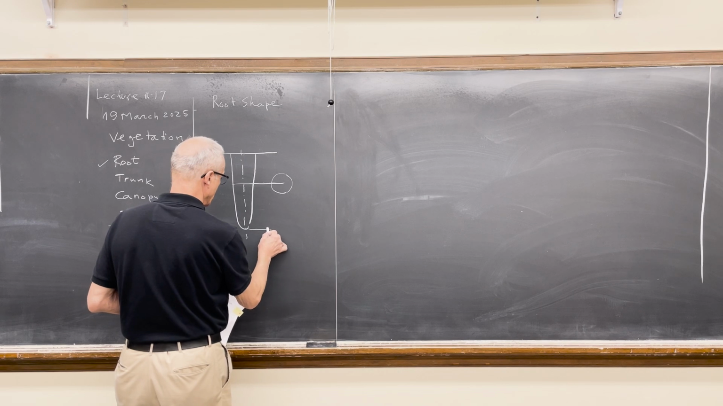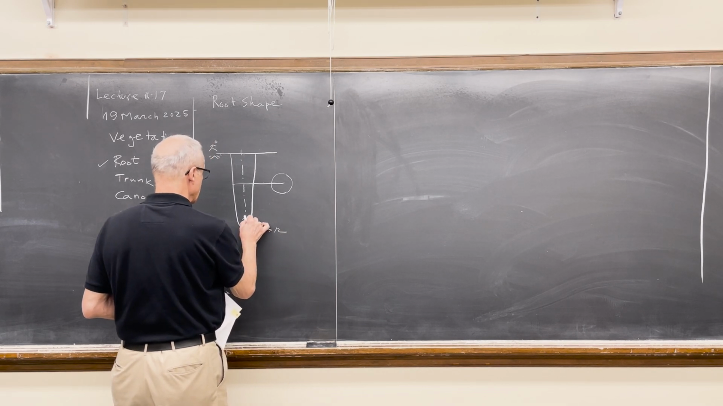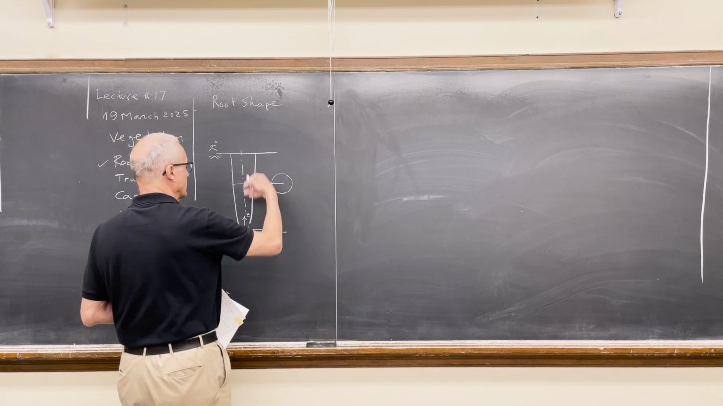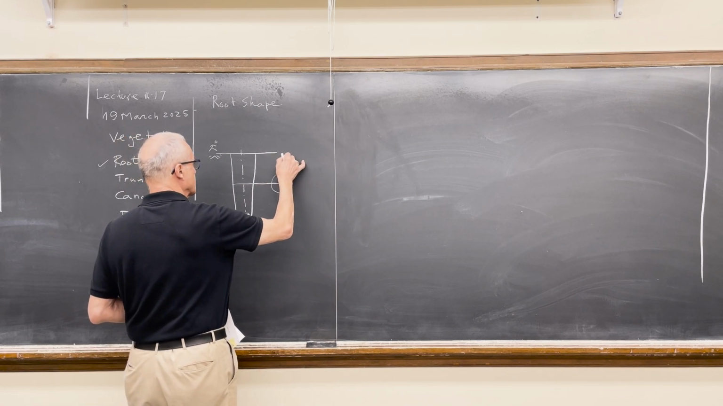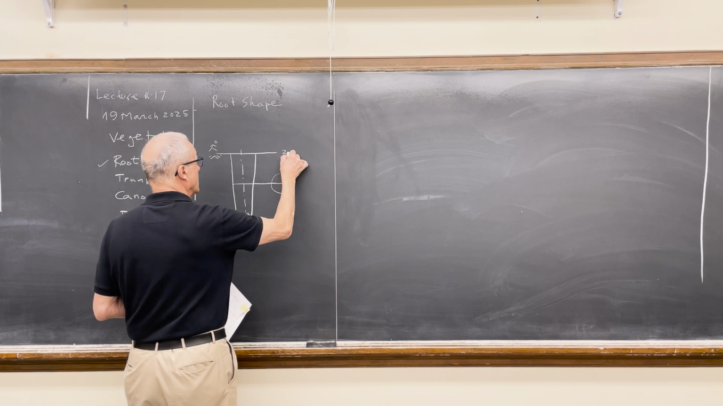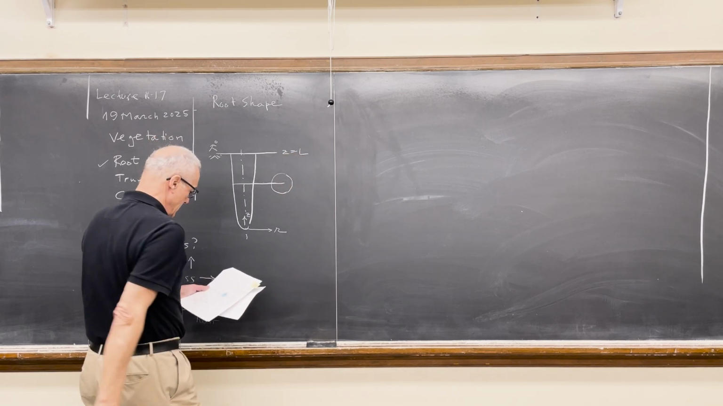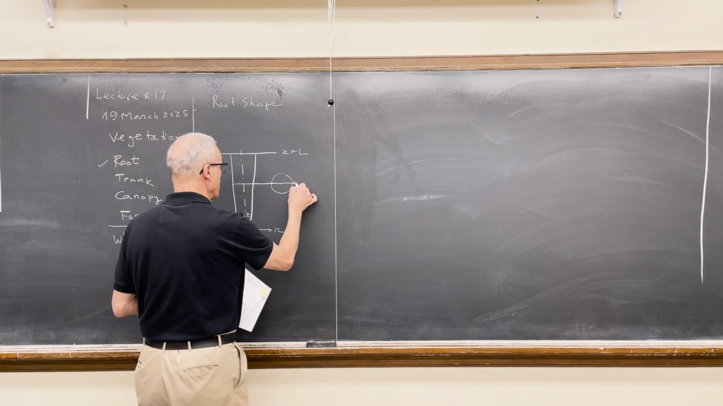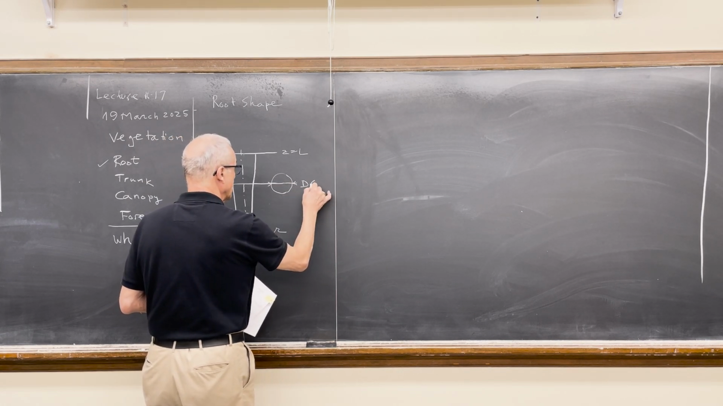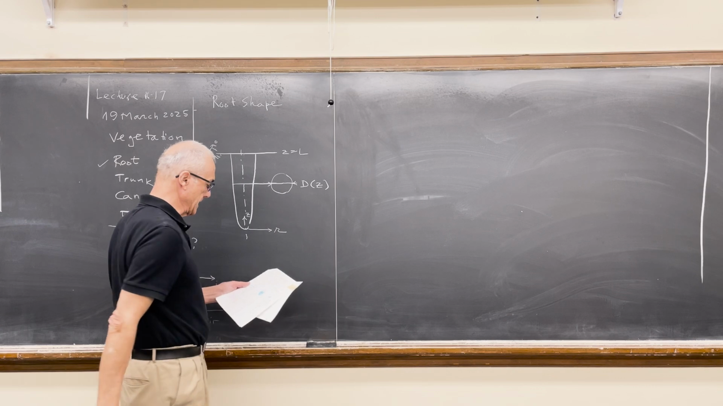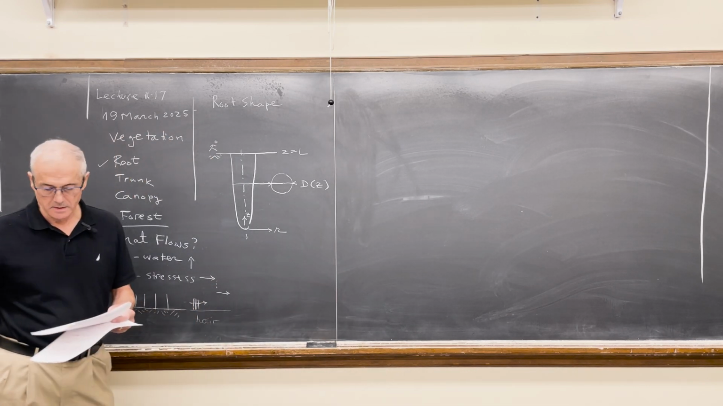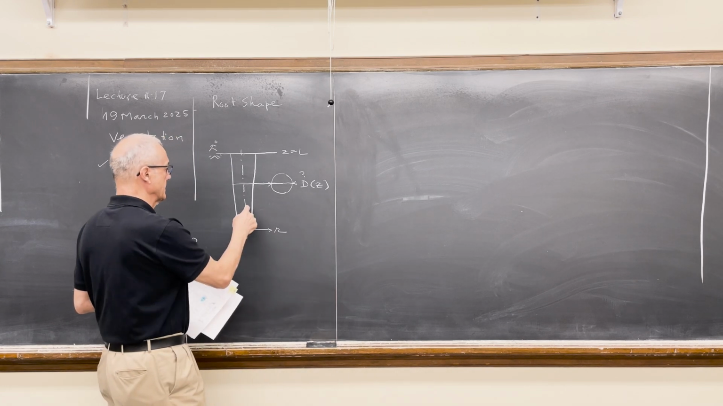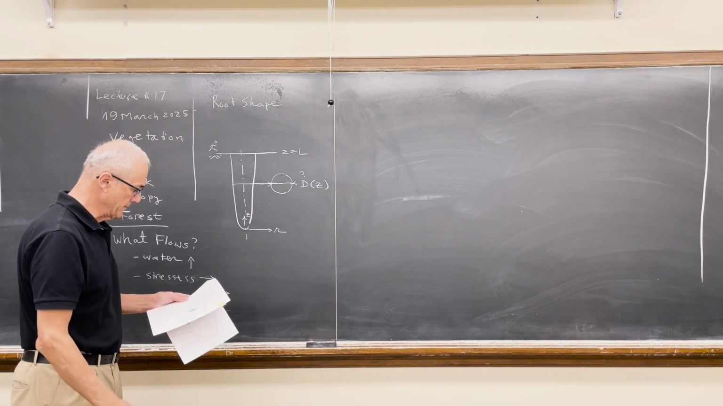First of all, coordinates: radial this way, vertical is z. The height of the root is, I call it L. And the question is this diameter, called the diameter at altitude z. That is the question. This function, this profile shape.